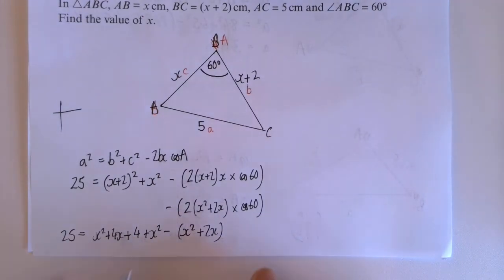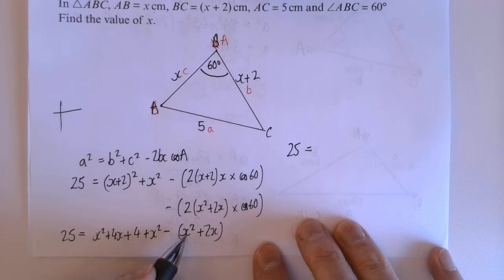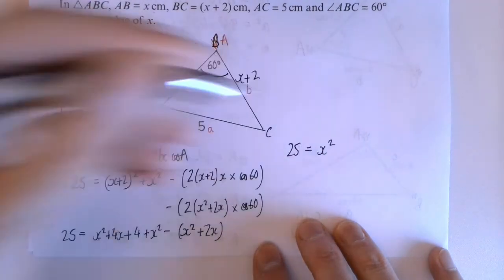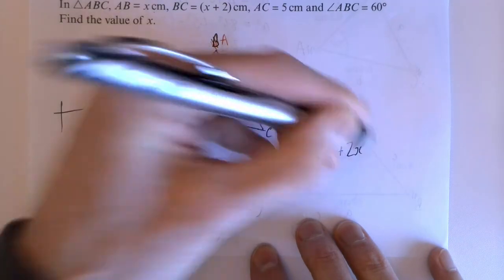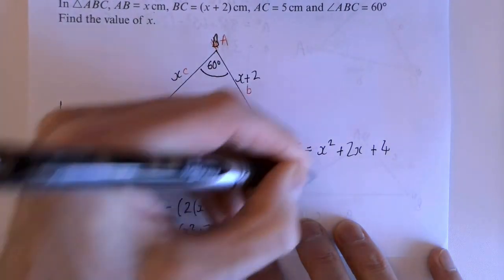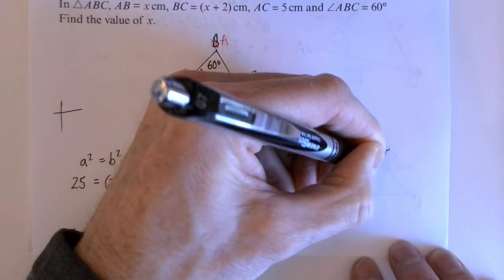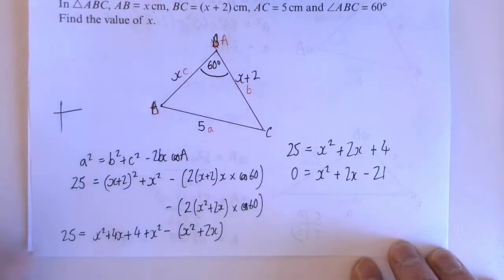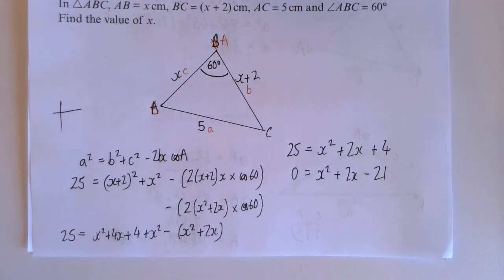Okay, so I'm going to have 25 equals, so I've got x squared plus x squared minus x squared. I've got 4x minus 2x, and I've got 4 there. Take away 25. And that's an equation that we can solve. Go on, go and solve it.